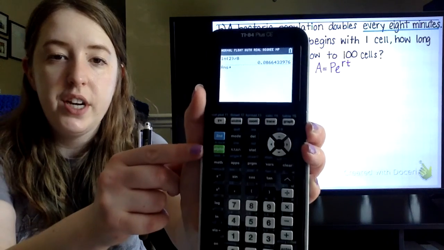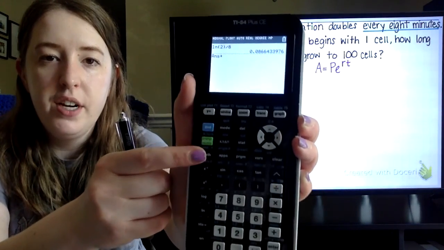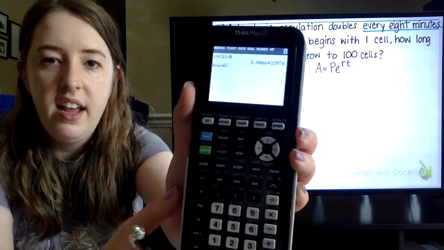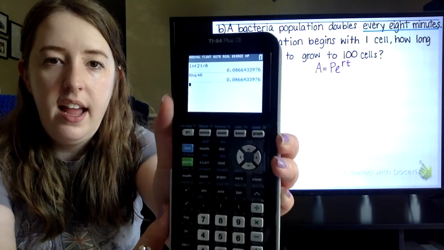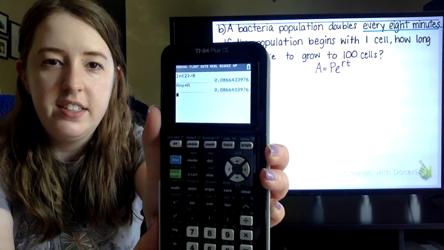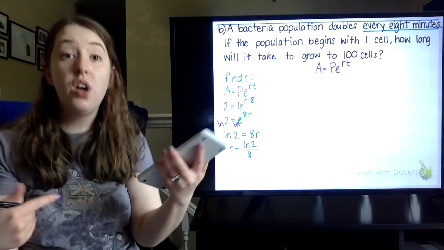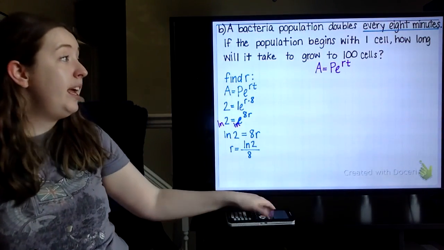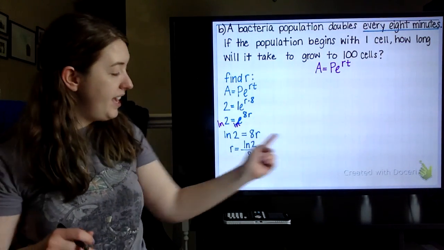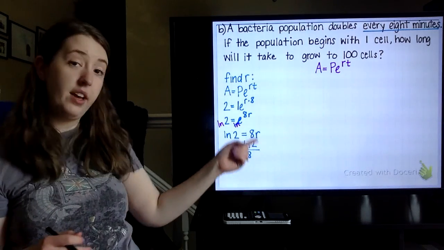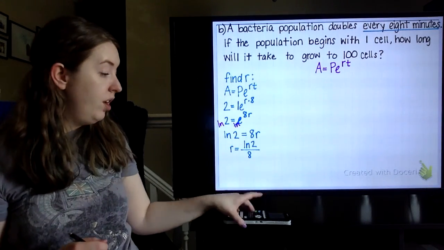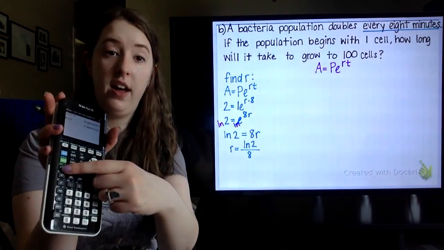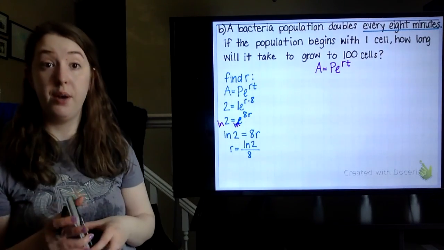So what you're going to do is press alpha, and then pick a letter like A. And then press enter. And then it will just say that one more time. So now when you go through and plug something in and you want to use that value that you found for R right here, you just have to go to alpha A, and then it'll use that number for you.